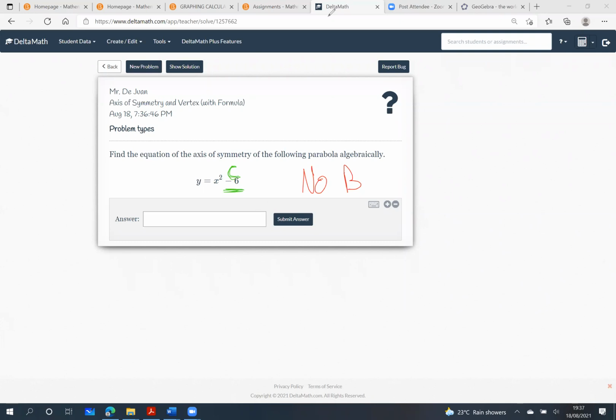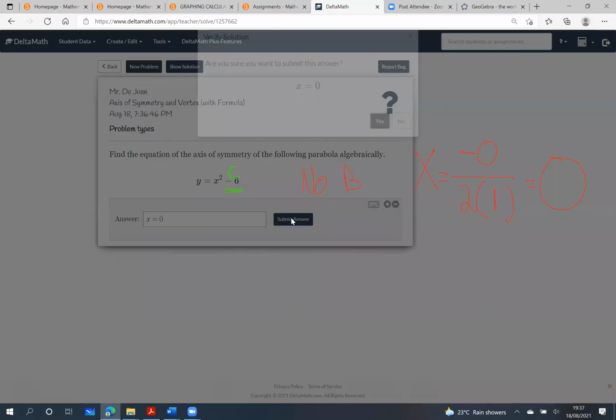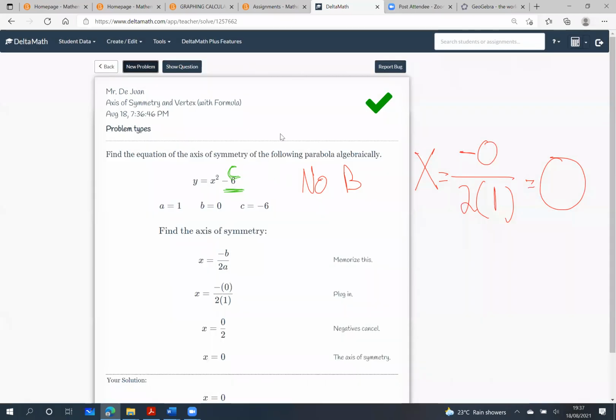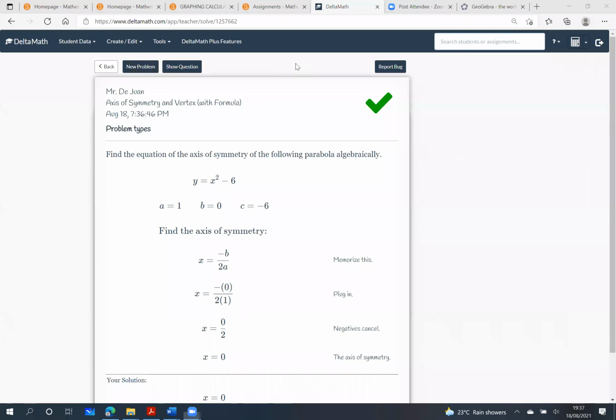So here, this is going to be a fun question because x is going to be equal to negative 0 over 2 times 1. You can't divide 0 by anything, so 0. Remember, if there's no b term, you always have x equals 0 as the axis of symmetry, the y-axis.